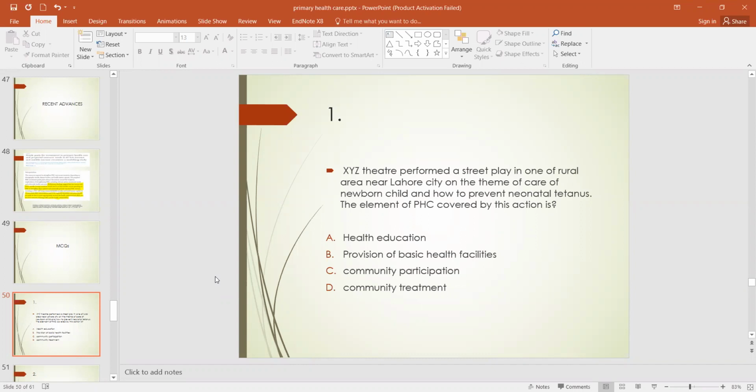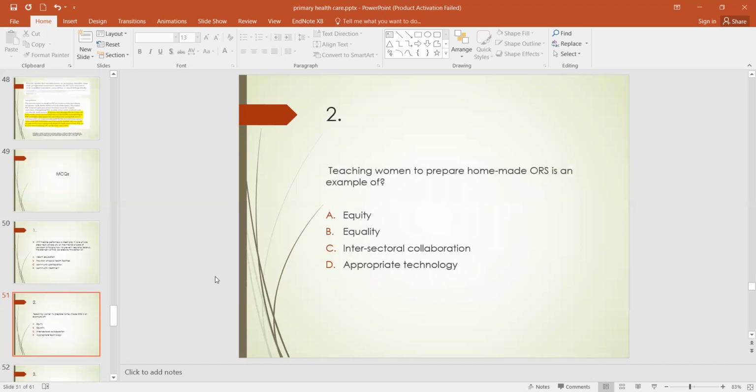A. Provision of health education. Teaching women to prepare homemade ORS is an example of equity, equality, intersectoral collaboration, appropriate technology. D. Appropriate technology is the right one.